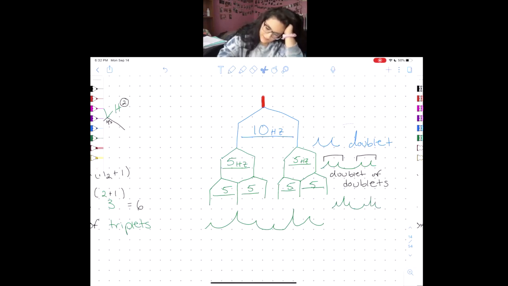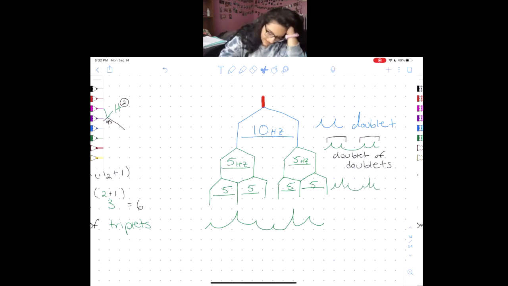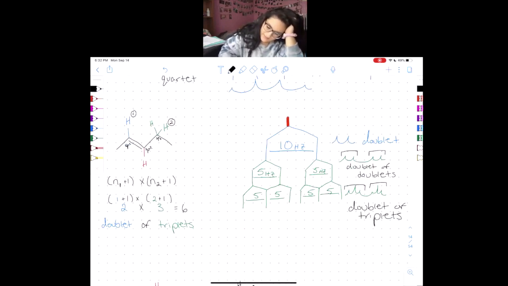So this is going to look like... And if you really look at it, you can see that just like the doublet of doublets that we did, here we have a set of triplets. So we have 2 triplets, and we are going to call that a doublet of triplets. I'll erase this just to be clean. And as we can see, we did in fact get the same number. 6 is the number of peaks we have, and we would call that a doublet of triplets.